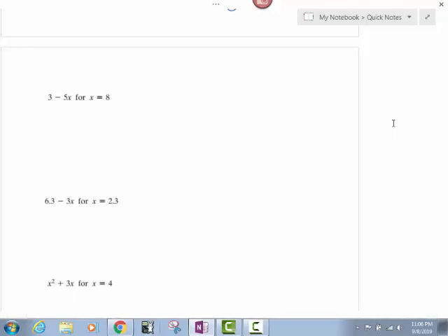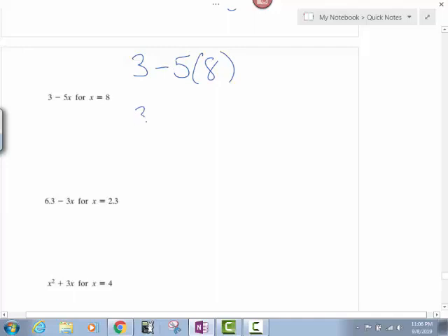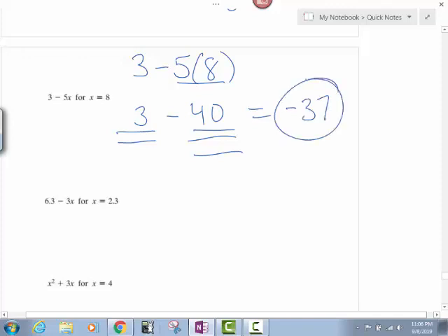All right, let's try the next one here. 3 minus 5x, x is equal to 8. So I'm going to write down 3 minus 5, x is now the number 8. Okay. We're going to multiply. 5 times 8 is going to give us 40. Okay. Let's think about this. I have $3, but I owe you 40. If all I have is 3 and I owe you 40 and I give you the $3 that I have, I still owe you 37.